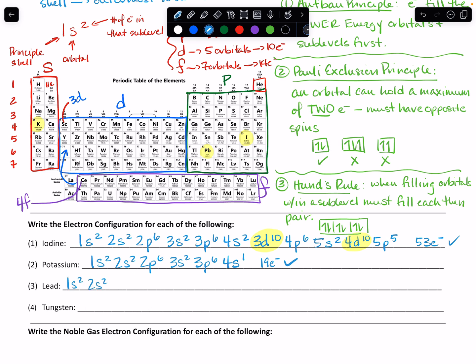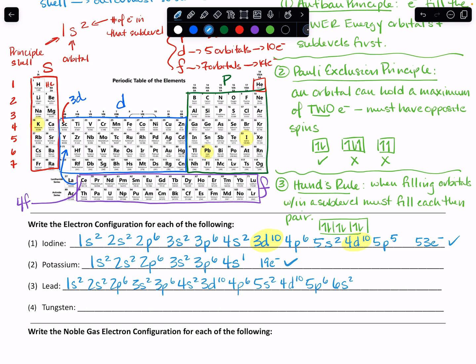1s2, 2s2, 2p6, 3s2, 3p6, 4s2, 3d10, 4p6, 5s2, 4d10, 5p6. All right, so now we are at cesium. All right, so it's going to be 6s2.